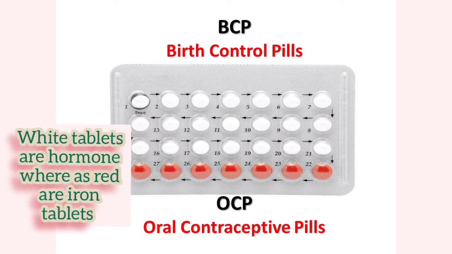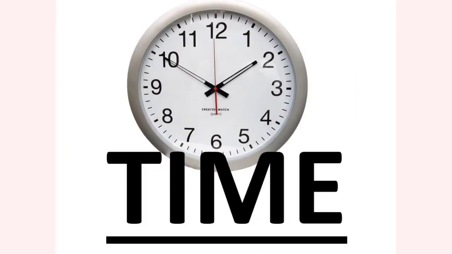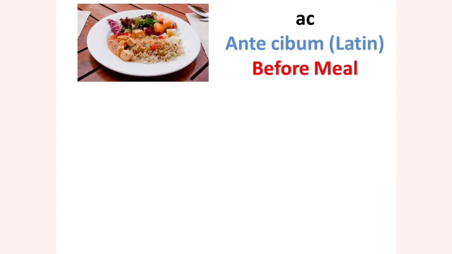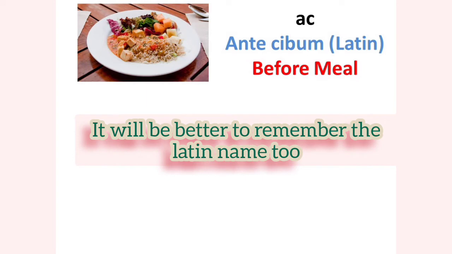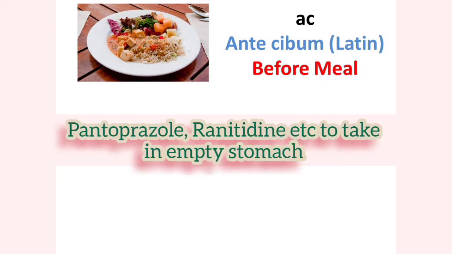Both are almost the same. Now we are going to learn some abbreviations which are used to represent time. AC, in Latin it is ante cibum, which means before meal in English. Any medicine which you have to take before meal, such as pantoprazole, ranitidine, these are the drugs which you have to take before the meal.